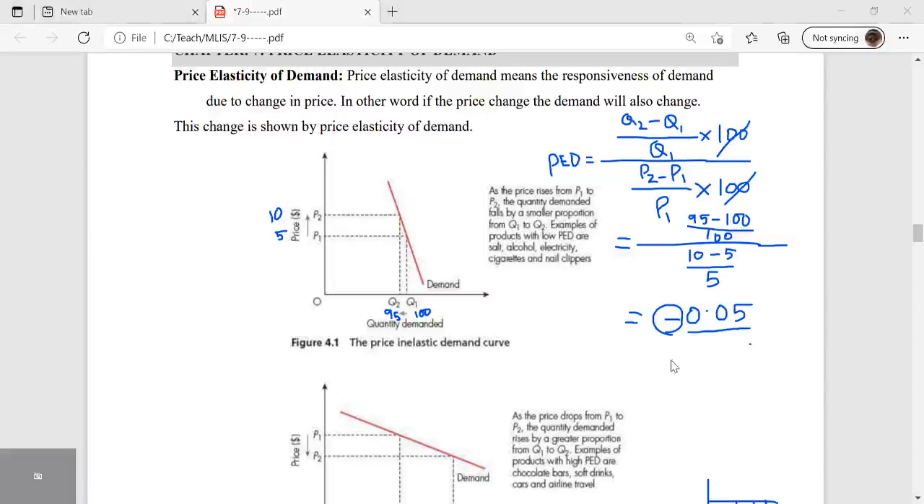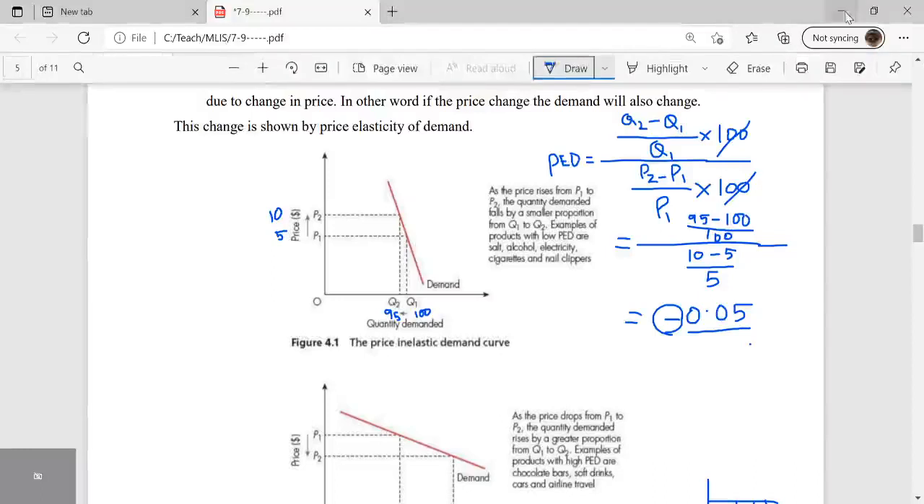Let me know if you're facing any problem. This is a very important topic. Definitely you'll get questions from this part. This chapter is very important.